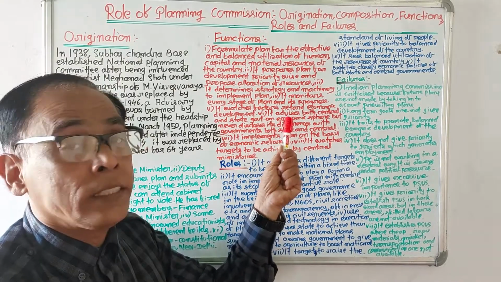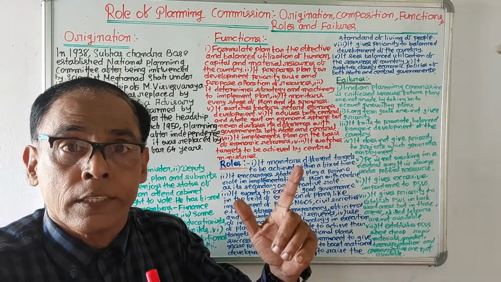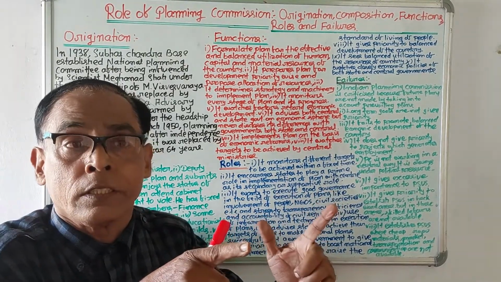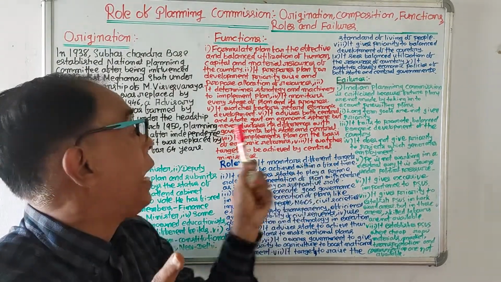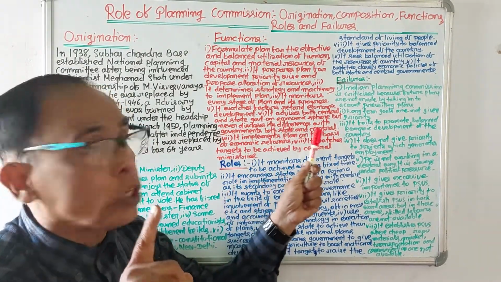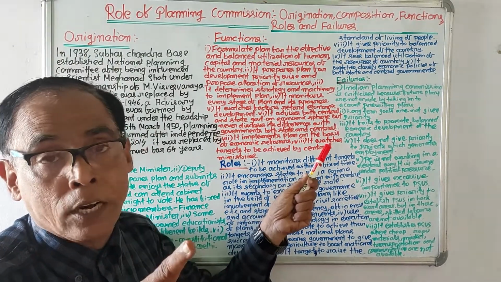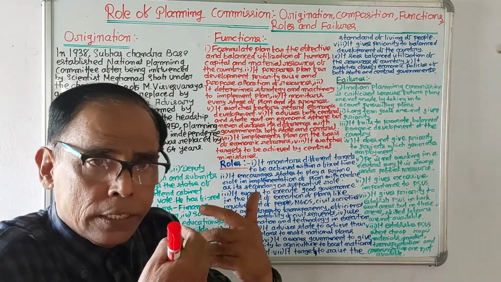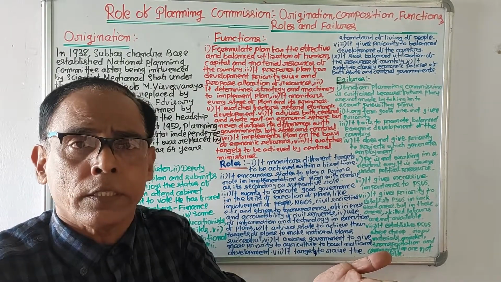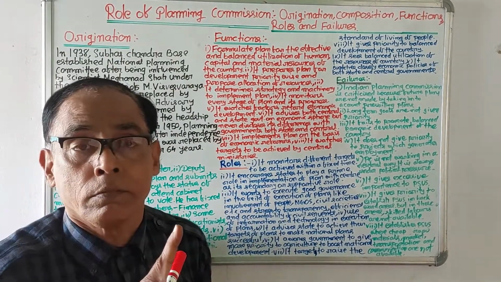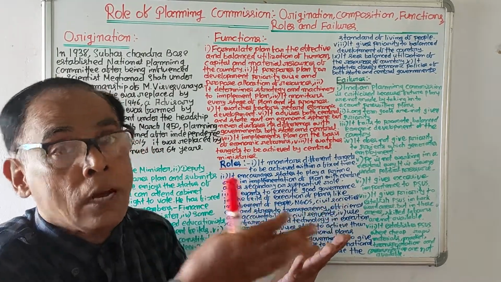It watches factors that retarded economic development. It monitors factors which are obstacles for the development of the country. It advises both central government and state government on economic matters, but it never discloses or makes public its differences with the central government or state government.